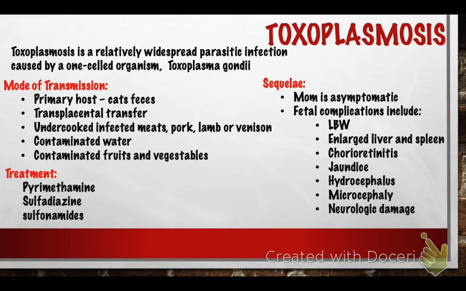It is transferred usually by hand to mouth after touching cat feces while changing the cat litter box, or through gardening in contaminated soil. It can also be contracted by consuming undercooked infected meat, such as pork, lamb, or venison, or drinking contaminated water. Eating unwashed fruits and vegetables can also transmit the organism, especially if they were grown in contaminated soil.